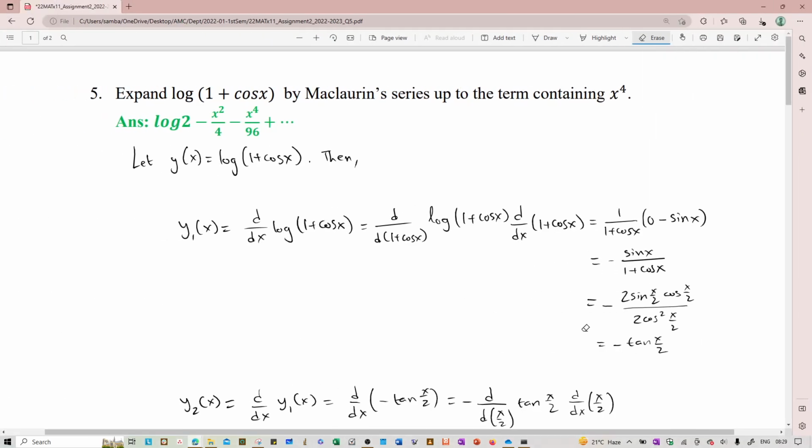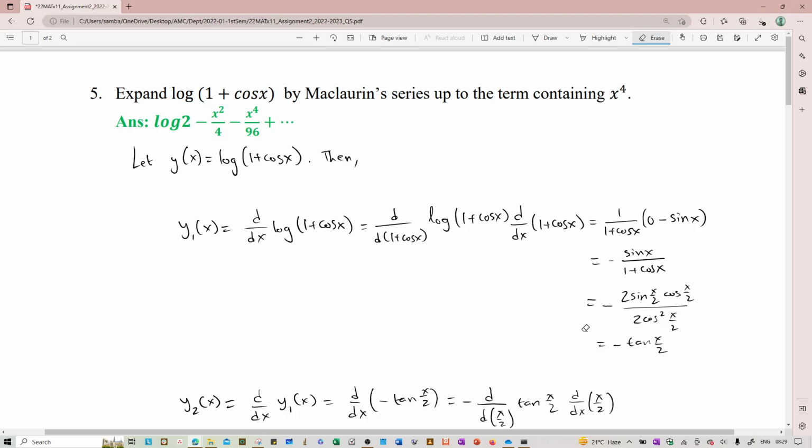Okay. So hello students, I think there has been a little confusion in understanding this particular problem. The problem says: expand log of 1 plus cos x by using Maclaurin's series up to the term containing x to the power 4.